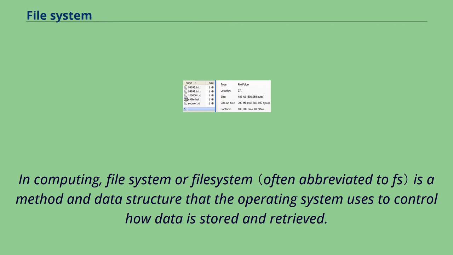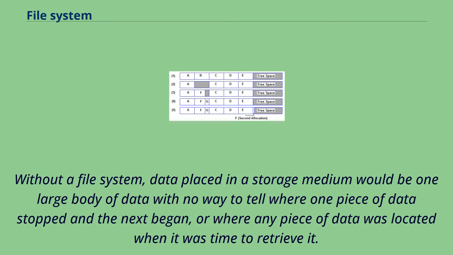In computing, file system or filesystem is a method and data structure that the operating system uses to control how data is stored and retrieved. Without a file system, data placed in a storage medium would be one large body of data with no way to tell where one piece of data stopped and the next began, or where any piece of data was located when it was time to retrieve it.